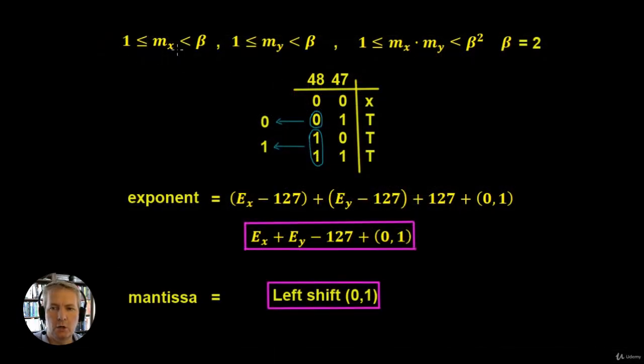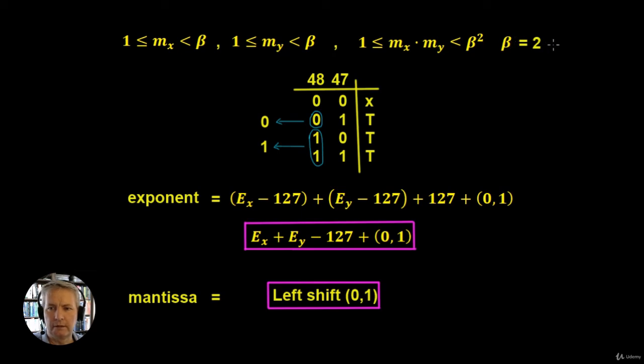So now we know where that comes from. We have the same thing for the y value. Now when we multiply both together, we're going to have the mx times my. Well, we'll multiply the left hand side as 1 times 1 is 1. We multiply the right hand side, it's going to be beta squared, and it's going to be less than, but not less than or equal to.